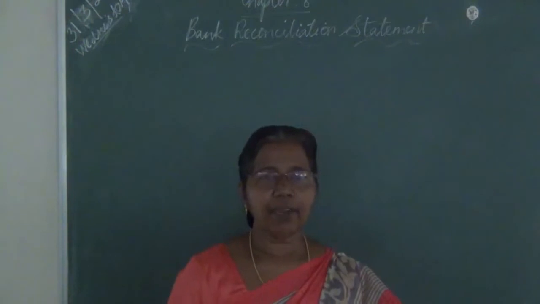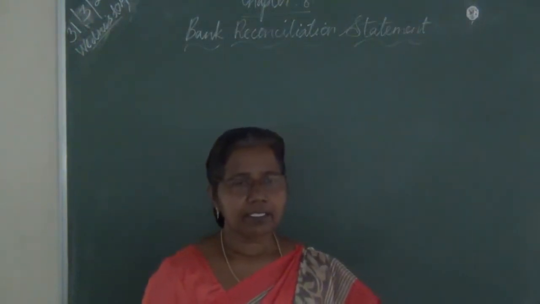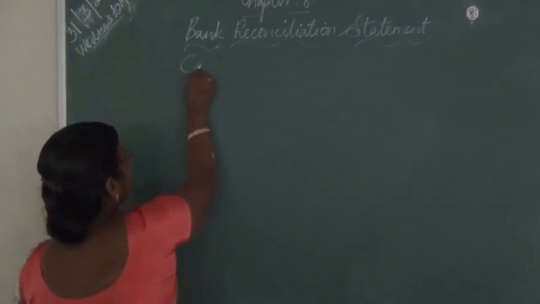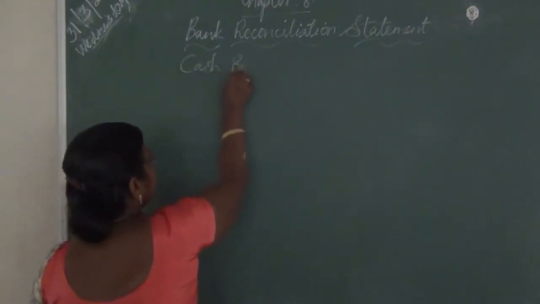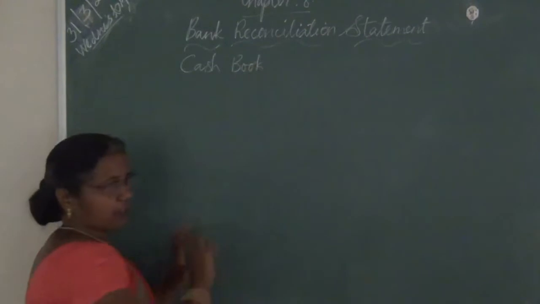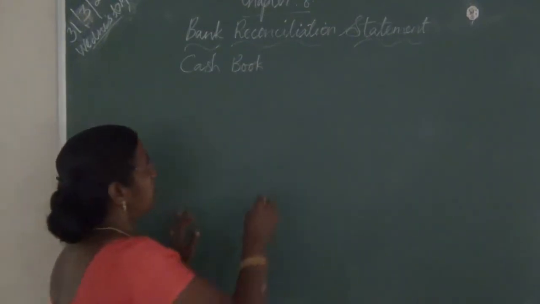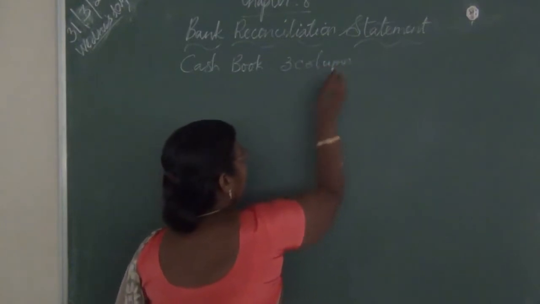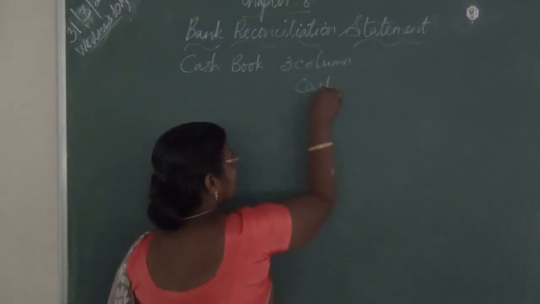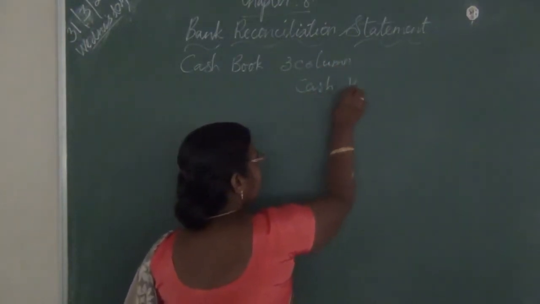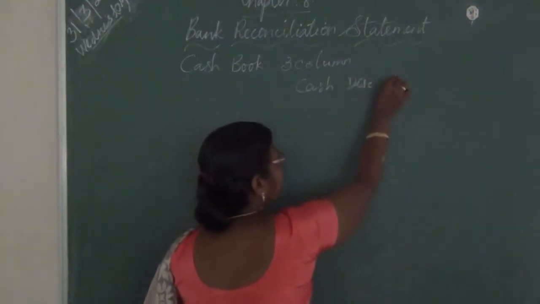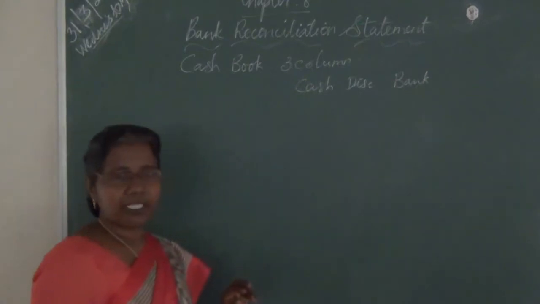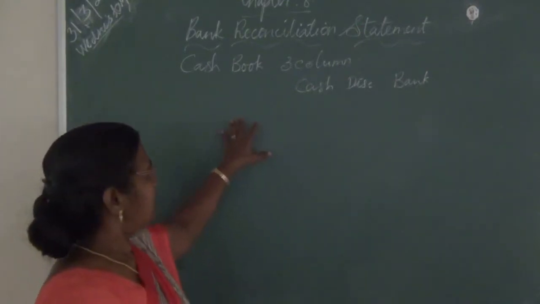So we have completed the 7th lesson, cash book, isn't it? Cash book we have studied. In this cash book we have learned the 3-column cash book, isn't it? In the 3-column we have cash column, then discount column and bank column. Both the sides we have these 3 columns, isn't it?